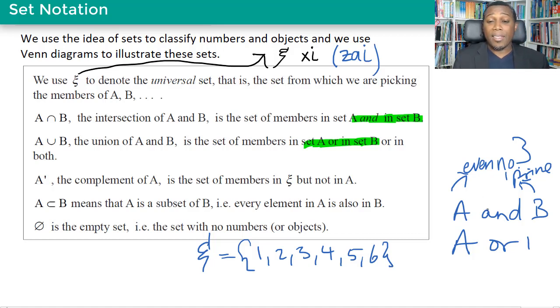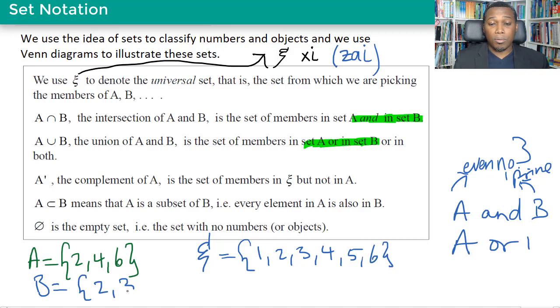And then if A represents the even numbers, then set A, we would represent it using curly brackets. I'm going to talk all about this in a moment, but I'm running through it now. The even numbers will be 2, 4, and 6. And then if B is the set representing the prime numbers, then B in curly brackets would be 2, 3, and 5.